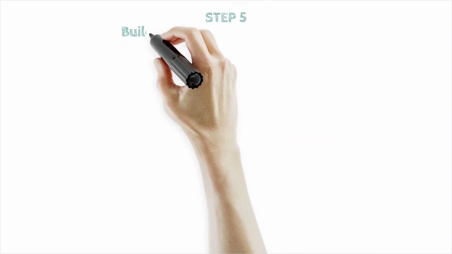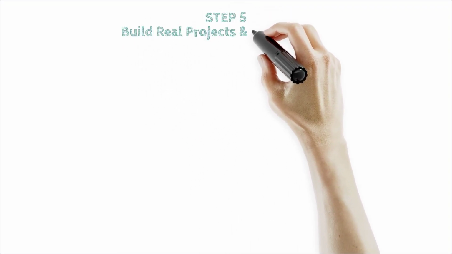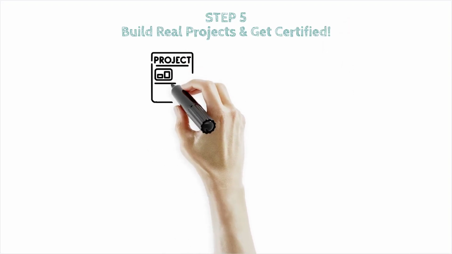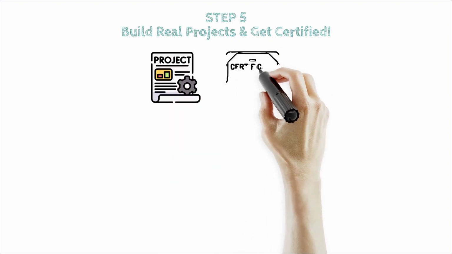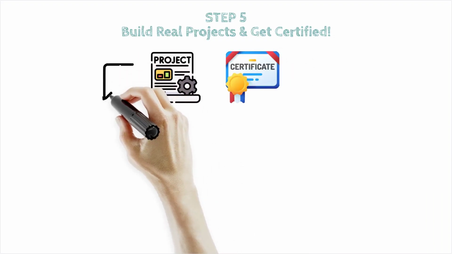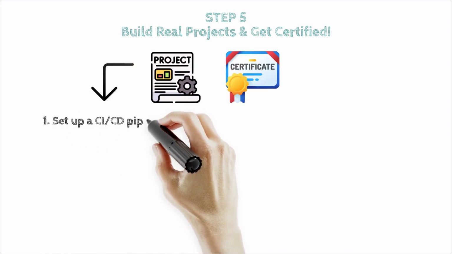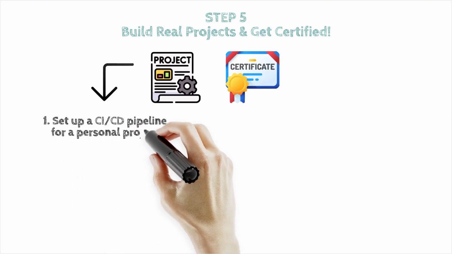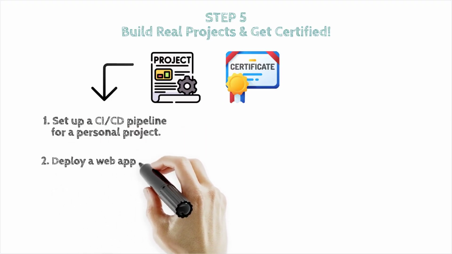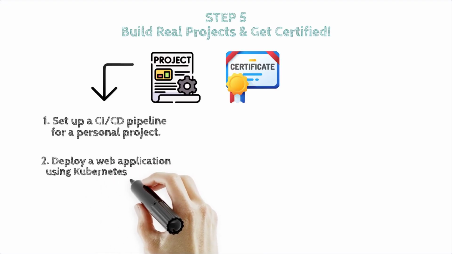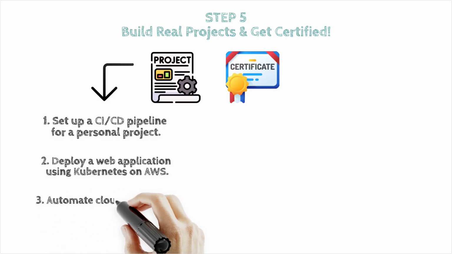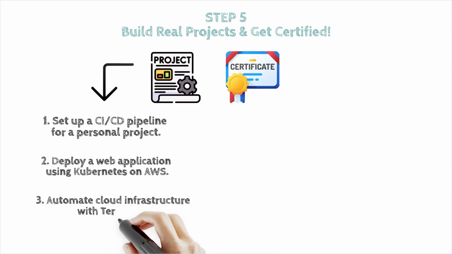Final step of the DevOps roadmap. Step 5. Build real projects and get certified. Now that you have the skills, build real-world projects to showcase your knowledge. Here are some ideas. 1. Set up a CI/CD pipeline for a personal project. 2. Deploy a web application using Kubernetes on AWS. 3. Automate cloud infrastructure with Terraform.